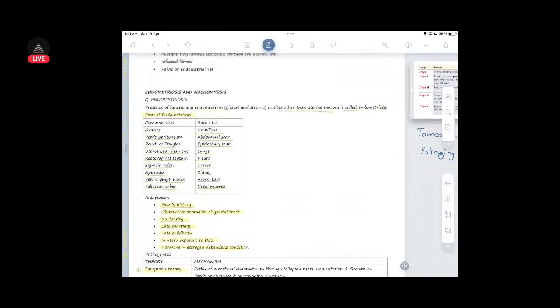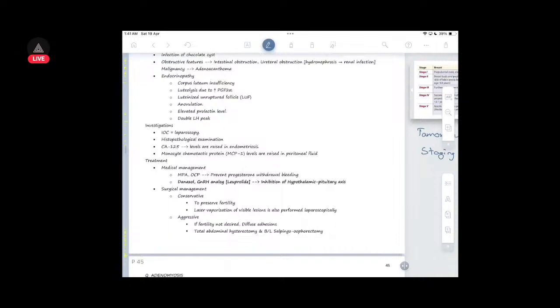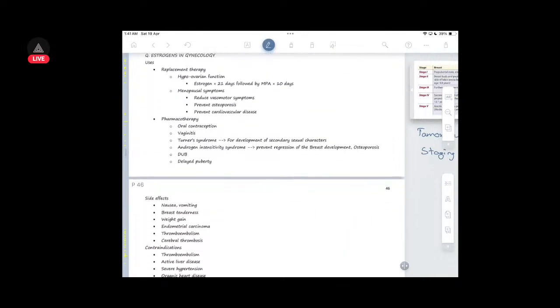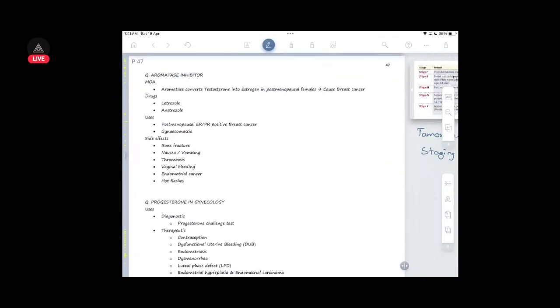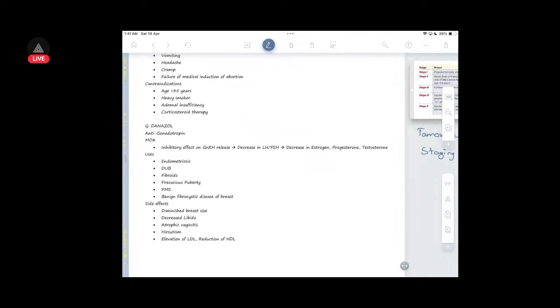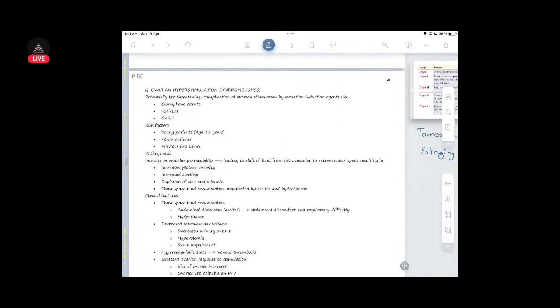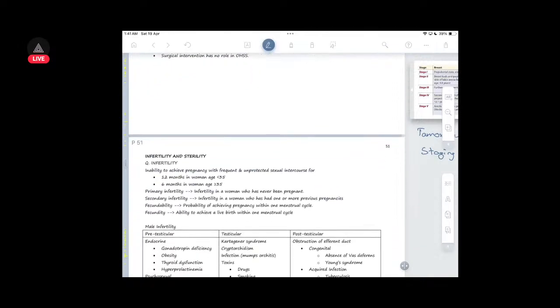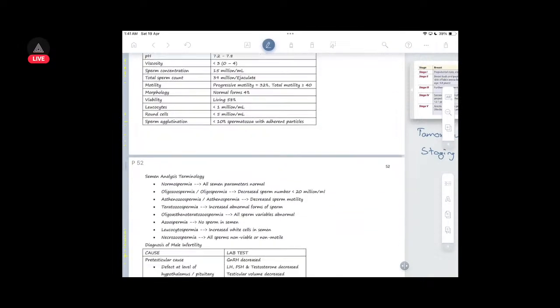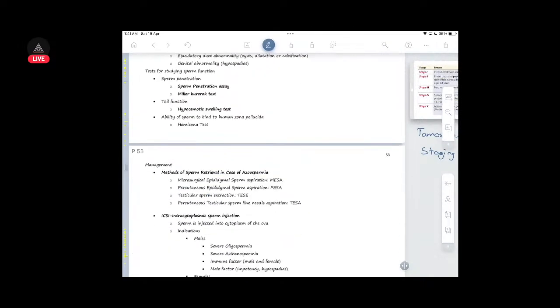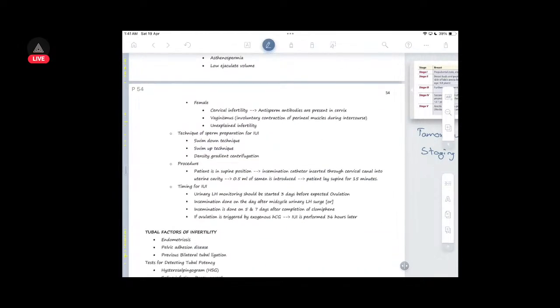You have endometrial adenosis and endometriosis. This will take some time. All these drugs are really important, man. They'll ask individual drugs only. Ovarian hyperstimulation syndrome, and infertility and sterility. This is one of the more important topics. You just have to remember it. This I'll finish off.